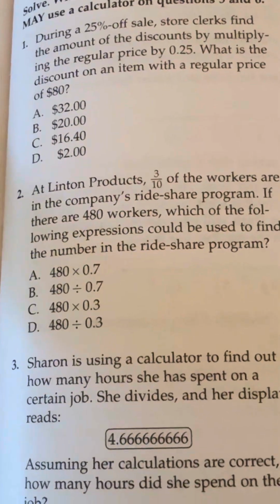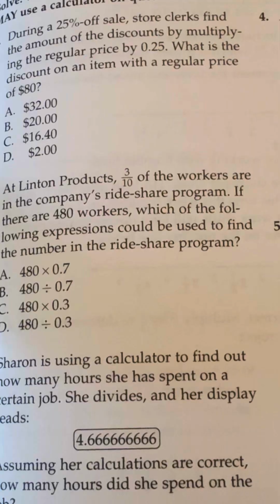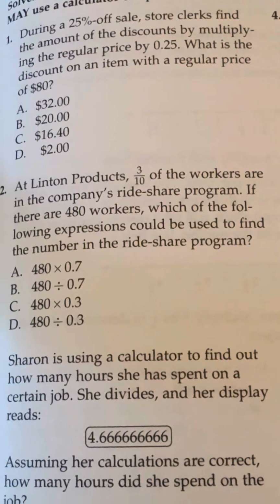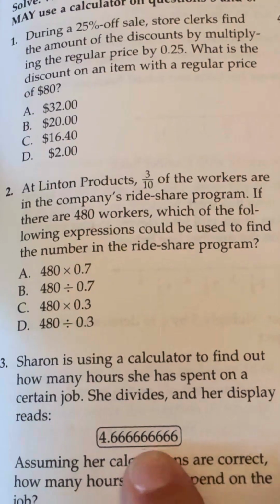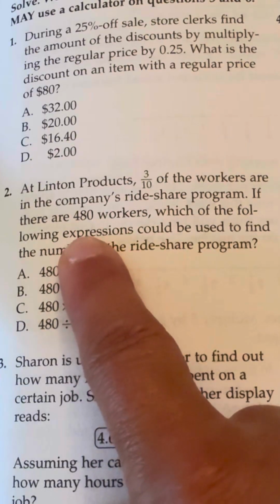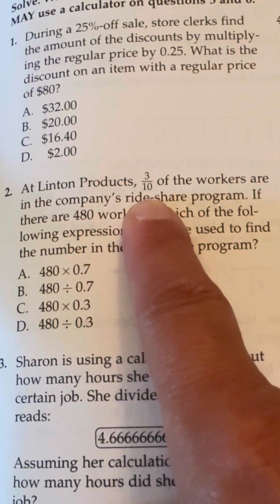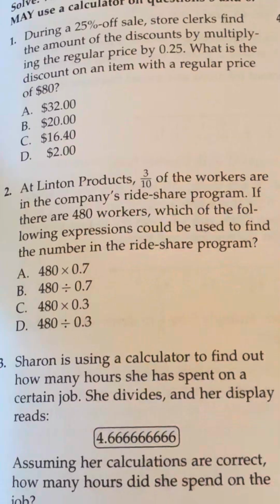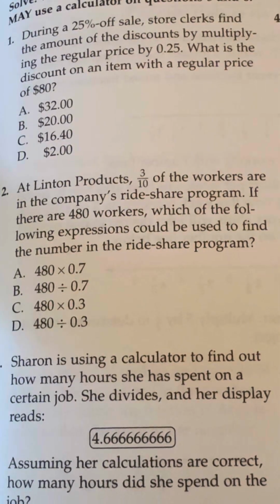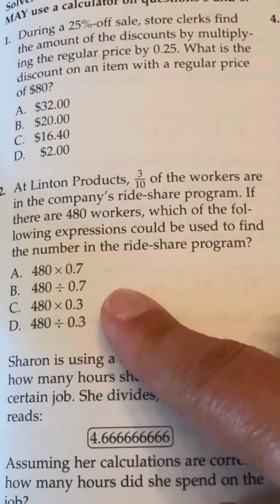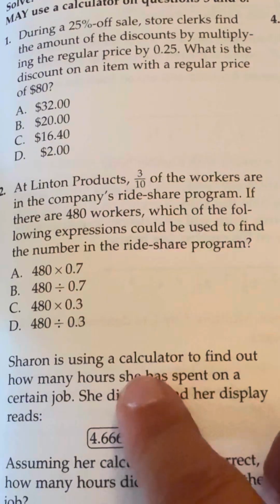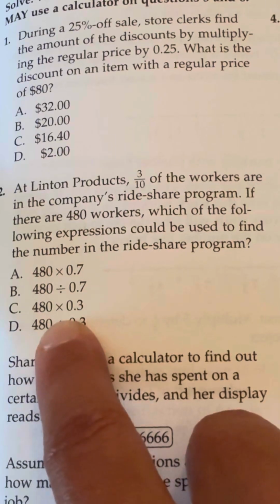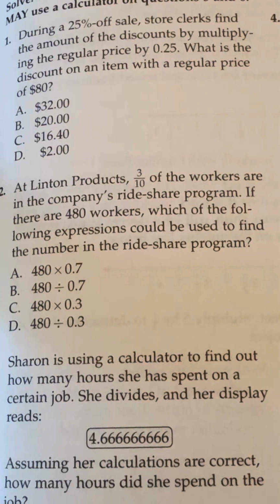Next question says, at Linton Products, 3/10 of workers use a rideshare program. If there's 480 workers, which of the following expressions could be used to find the number in the rideshare program? So the key thing is here, we start off with 480 people because that's what we start with. And there's 3/10. So 3/10 written as a decimal, if I know it right off the top of my head, is 0.3. So that knocks the first two choices out of the running. The next key word is the word of. Of means multiplying. So that means that out of these two options that are left, C would be the only one that works for this question.